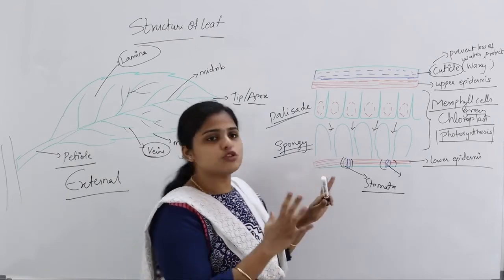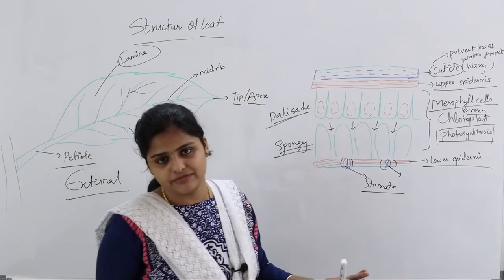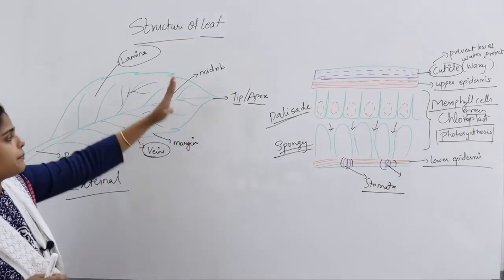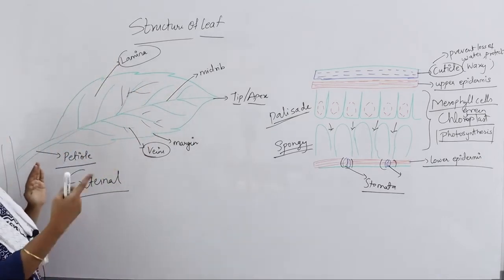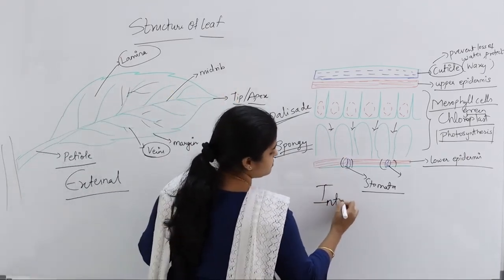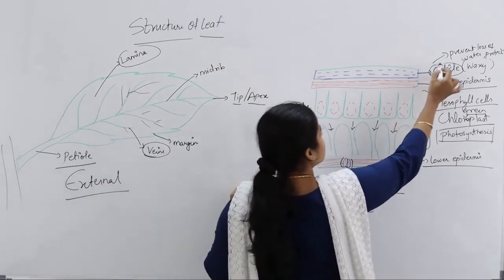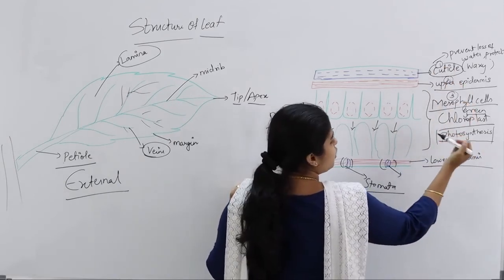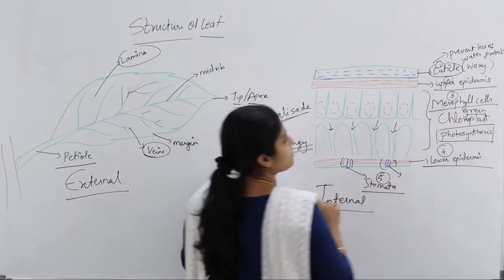Till then, you should understand the external and internal structure of a leaf. Externally it has petiole, tip, midrib, margin, veins, and lamina. Veins will further divide into veinlets. When I study the internal structure, first I have the cuticle, second the upper epidermis, third the mesophyll, fourth the lower epidermis, and fifth the stomata.